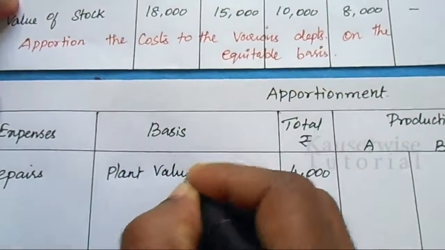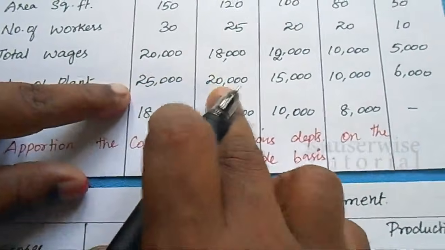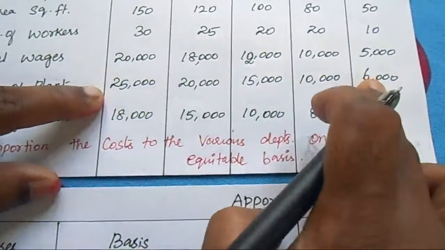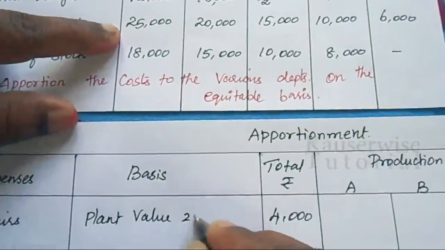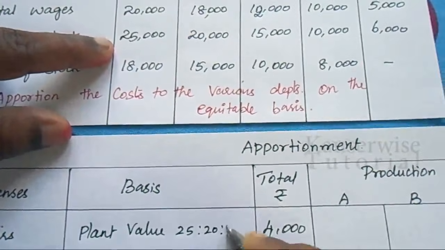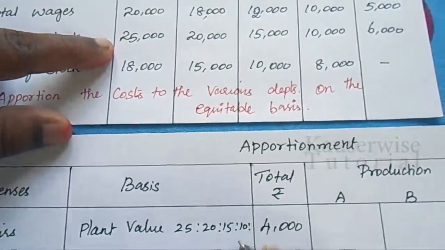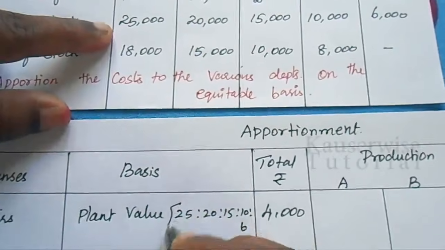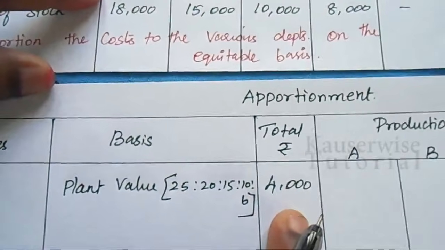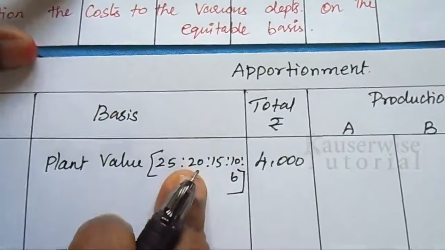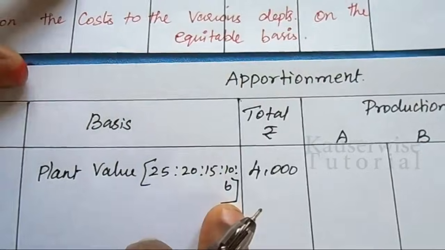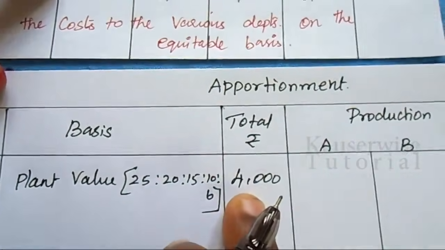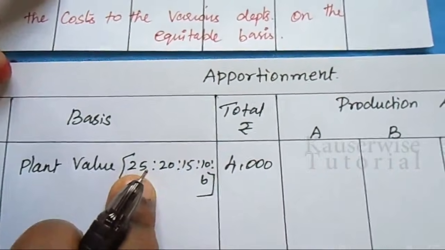Plant value. So what is the plant value ratio? Just see 25,000, 20,000, 15,000, 10,000, 6,000. You can derive the ratio, that is 25 is to 20 is to 15 is to 10 is to 6. Based on this you can divide the 4,000. Now find the total: 25 plus 20 plus 15 plus 10 plus 6. What is the total? 76. Now 4,000 into 25 divided by 76.